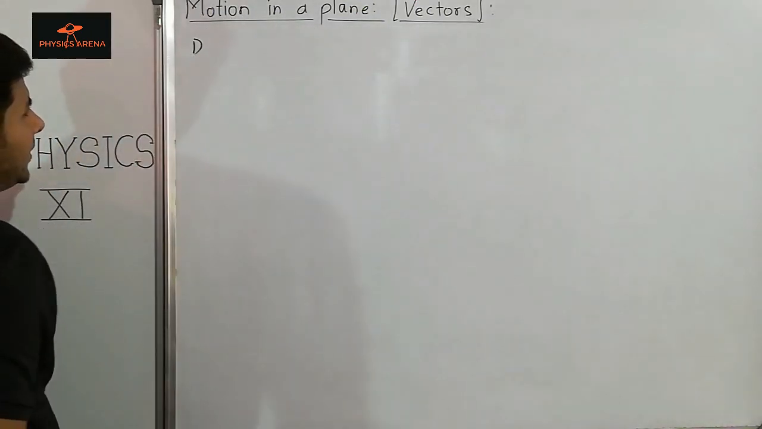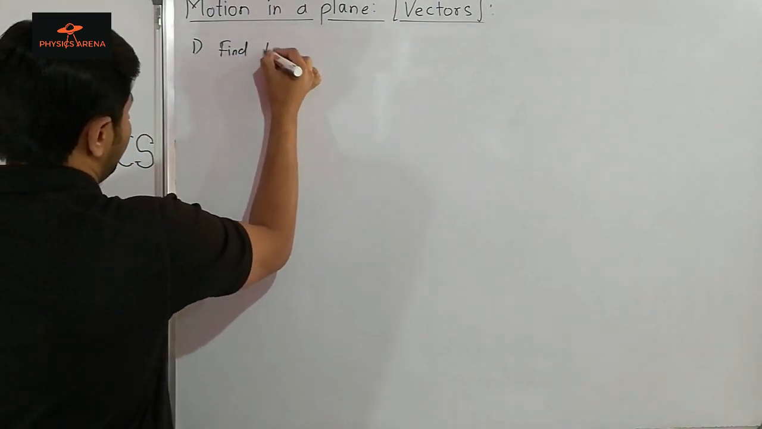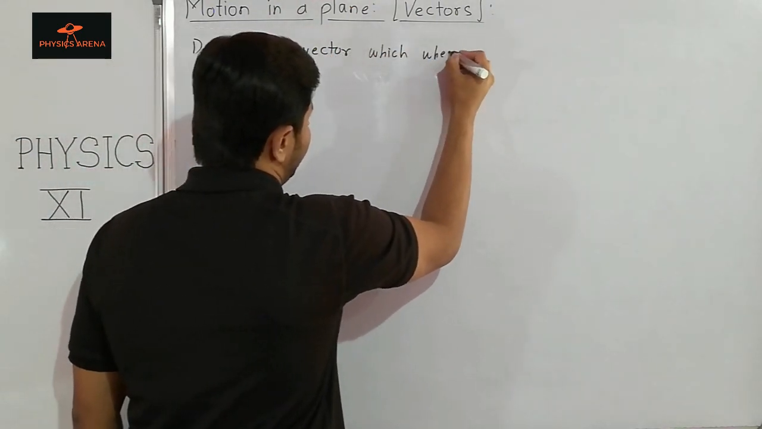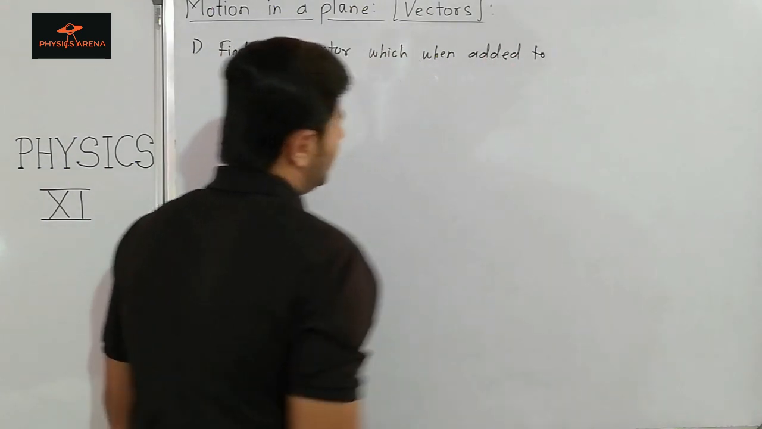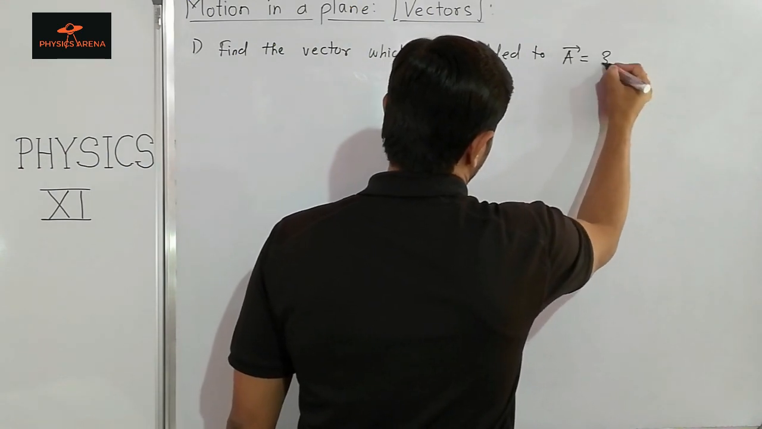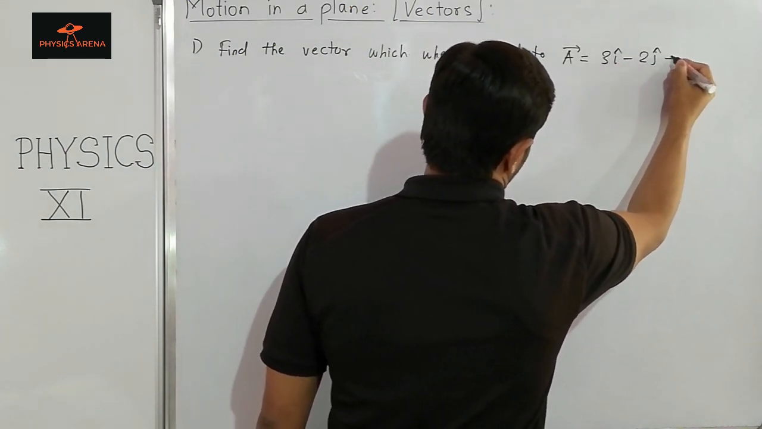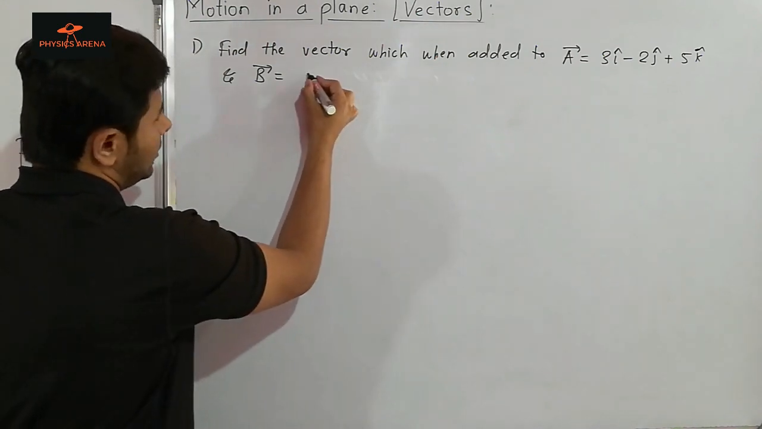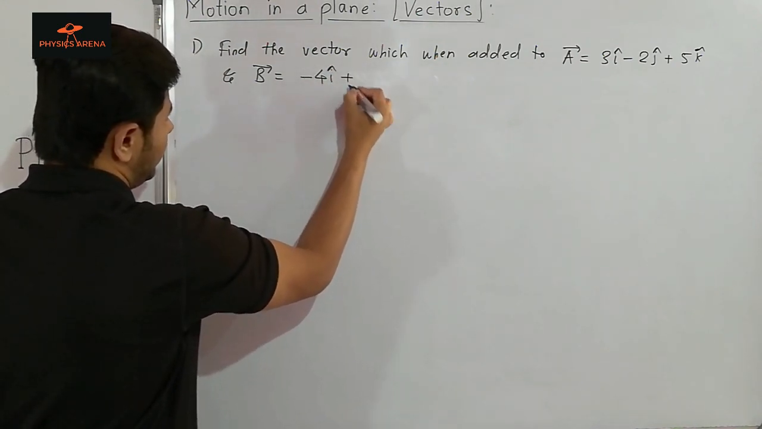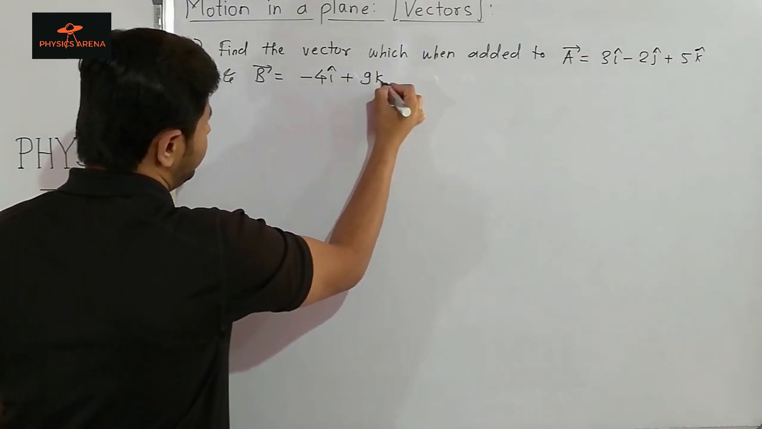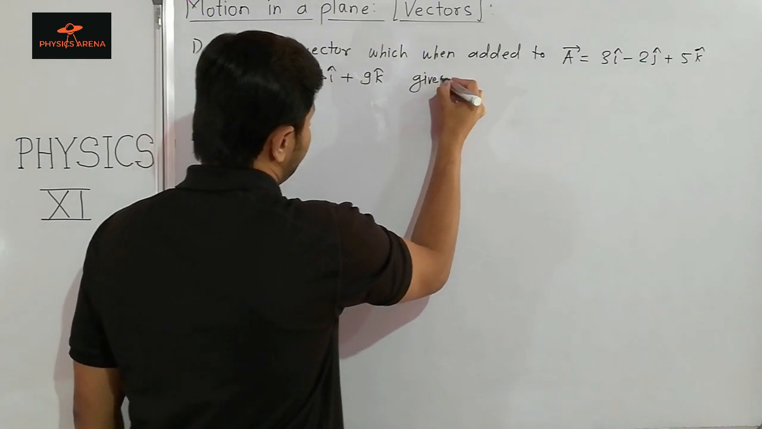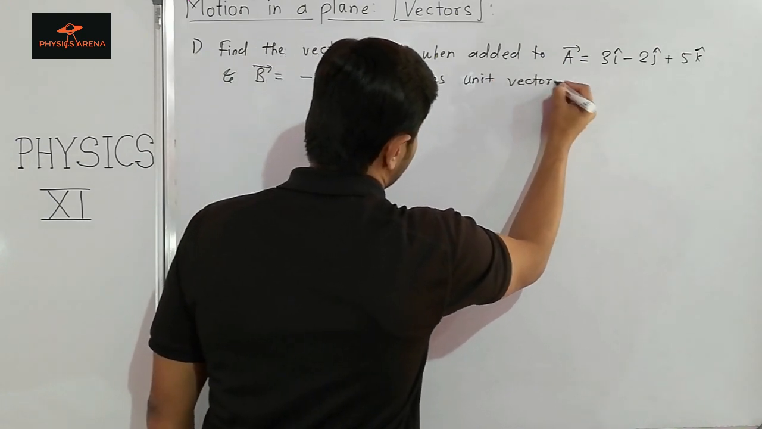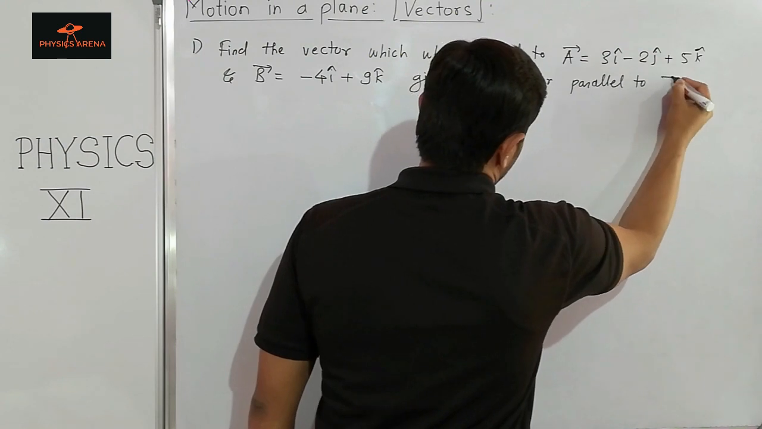So our first problem is: find the vector which when added to a bar equals 3i minus 2j plus 5k and b bar equals, let's take, minus 4i plus 9k, gives a unit vector parallel to z-axis.